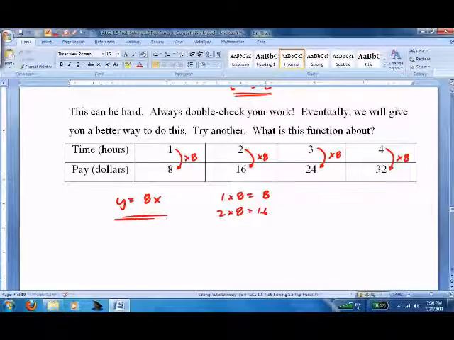What is this all about? Well, if it's time and pay, my guess is that you're getting paid $8 an hour. And if you work 4 hours, you make $32. If you work 3 hours, you make $24. And so on and so on.